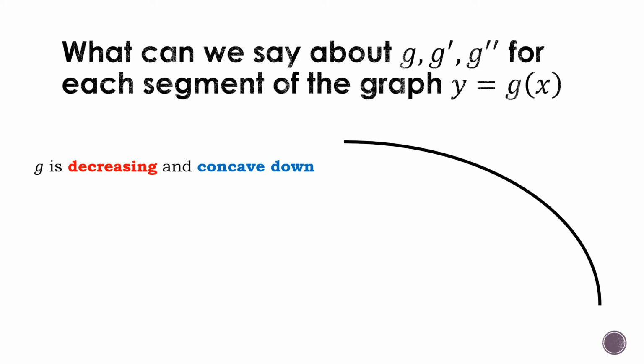Since G is decreasing, the first derivative will be negative. And since G is concave down, this negative section, which is below the x-axis, will be decreasing. And then the second derivative of G is going to be negative, or below the x-axis. So the concave down in the original function meant that the first derivative is decreasing, and so the second derivative is negative.